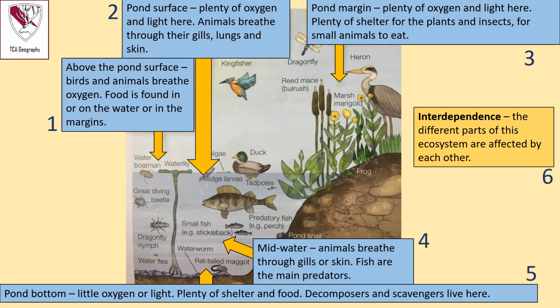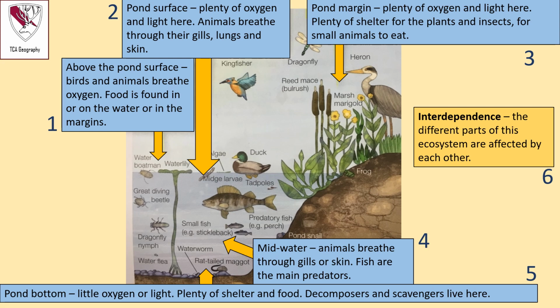Number 4, in the mid-water, so under the surface but not at the bottom of the pond. Animals here are breathing through their gills or skin. Fish will be the main predators in this ecosystem. If it were a larger pond, or like a lake for instance, then fish themselves might not be the main predators. It might be aquatic mammals, maybe otters for instance. They might be the main predator of this particular ecosystem.